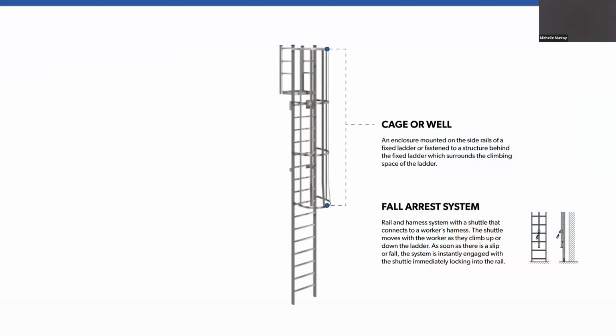So a fall arrest system, a rail and harness with a shuttle that connects to a worker's harness. Again, this is what would prevent the worker from falling. Safety posts are an option, and this allows assistance for the climber to hold on to as they pull themselves through a roof hatch.